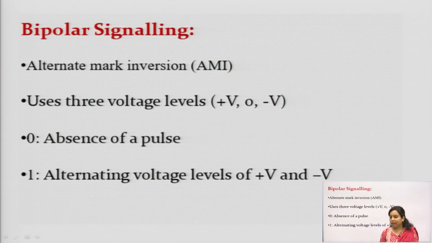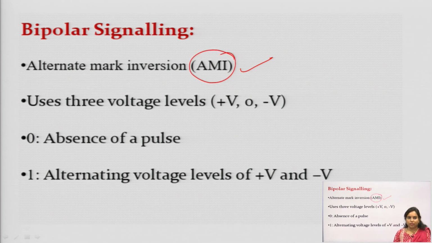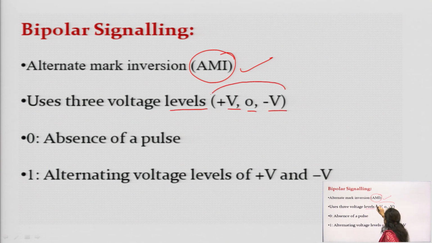Now, next is the bipolar signaling. Bipolar signaling is also known as alternate mark inversion. In short form it is known as AMI. This is very important, AMI, alternate mark inversion, is mostly used. It uses 3 voltages, that is plus V, 0 and minus V. So, all 3 voltages are used in this bipolar signaling.